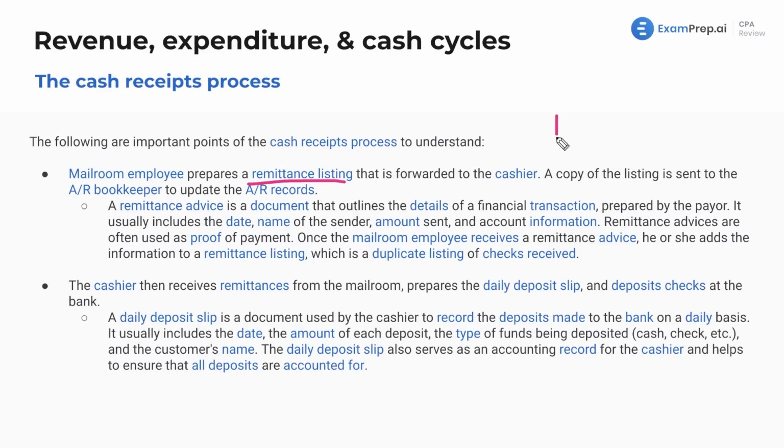So we get an envelope from Walmart. It's got $20 in it. And in addition, it's got a remittance advice. It's a letter from Walmart saying, here's $20. This is for transaction 123.